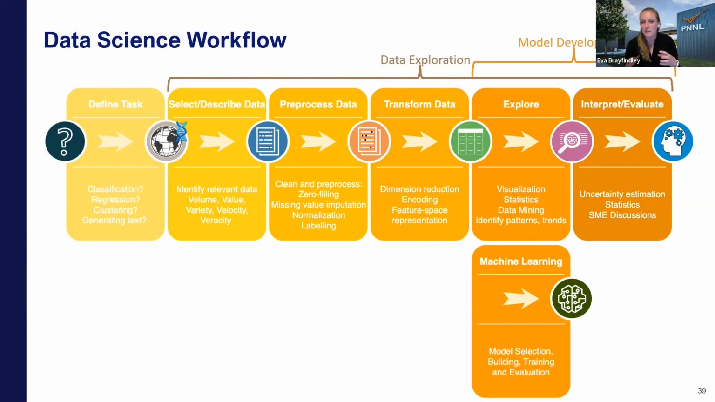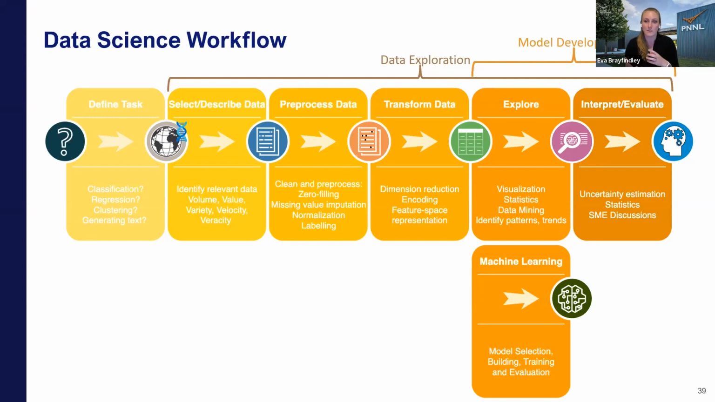We have a couple categories of what we think about. So you'll see the data exploration, the model development up there, but it kind of breaks out into these boxes. You start off by defining your task for machine learning or for data science. Are you going to analyze your data? Are you going to classify your data? Are you going to try to fit a line to your data? And that's the sort of task definition you start with. You can then move into selecting and describing your data.